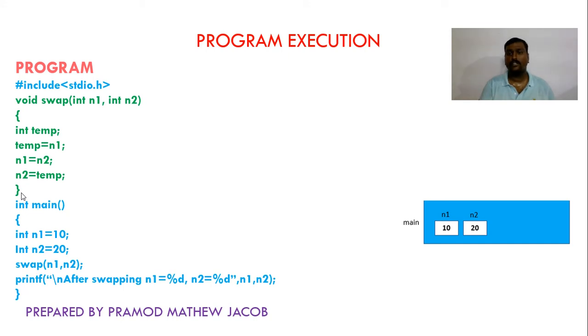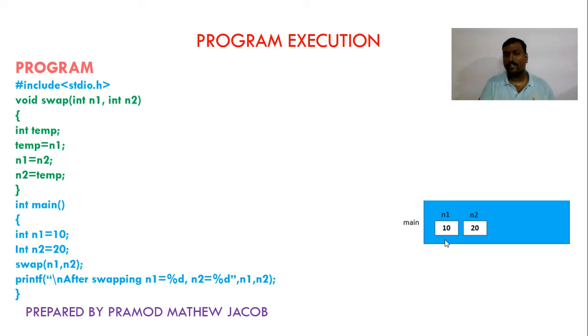So in the main function, we have the old n1 and n2, and if we execute the next statement, printf("after swapping n1 is equal to %d, n2 is equal to %d", n1, n2), the values in n1 is 10 and n2 is 20. That means actually in effect we didn't do any swapping.